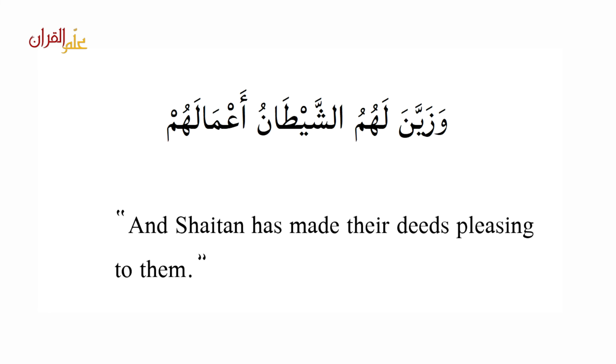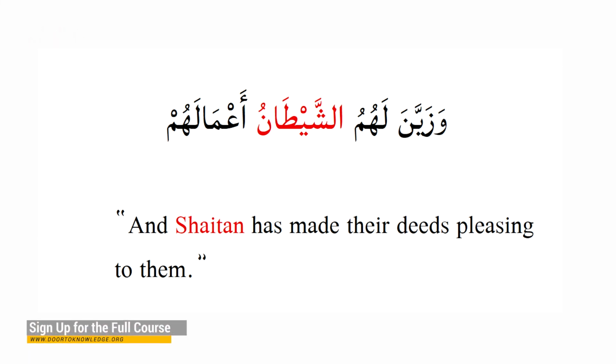وَزَيَّنَ لَهُمُ الشَّيْطَانُ أَعْمَالَهُم. And shaitan has made their deeds pleasing to them. So here zayyana is fi'l. And shaitan is the fa'il. Why? Because it has dhamma. The word shaitan has dhamma. This indicates that zayyana is the fi'l done by shaitan. So shaitan made their deeds pleasing to them. The word shaitan has dhamma that indicates that this is fa'il. And fa'il is the person doing the action. So zayyana is done by shaitan.